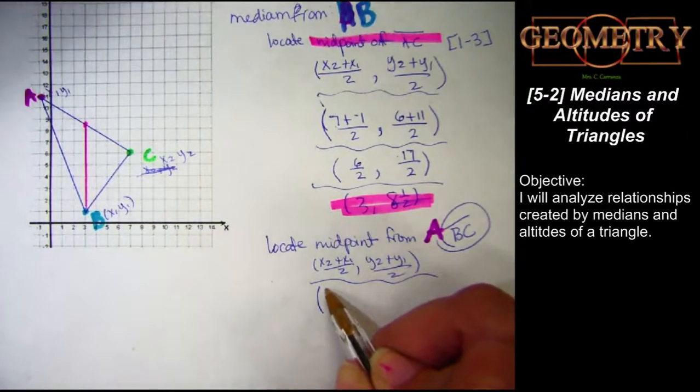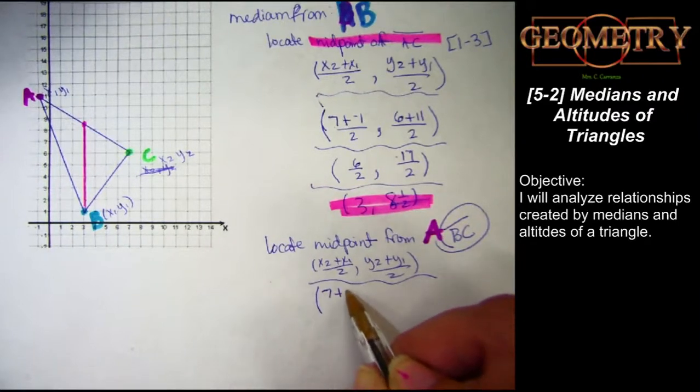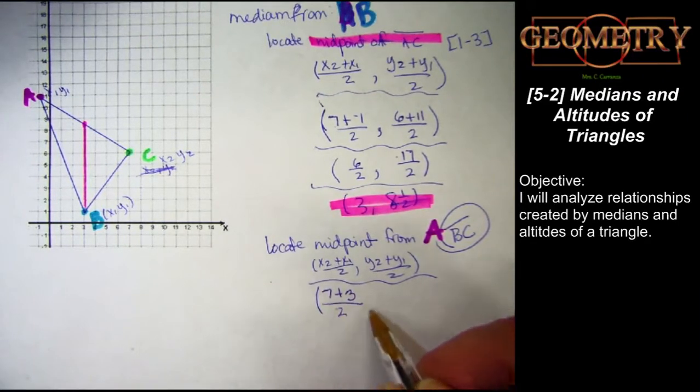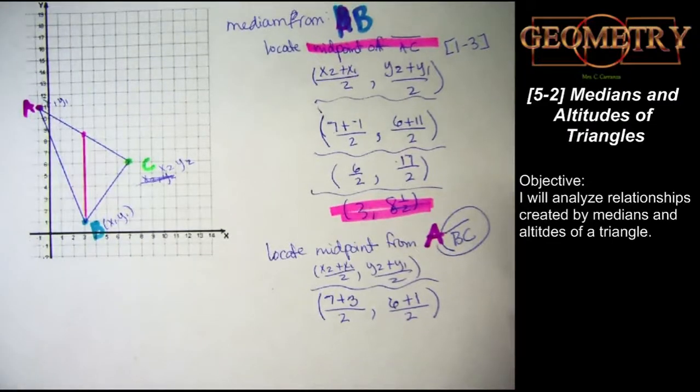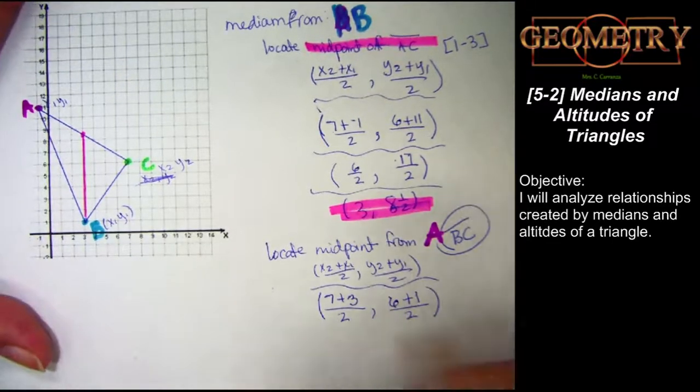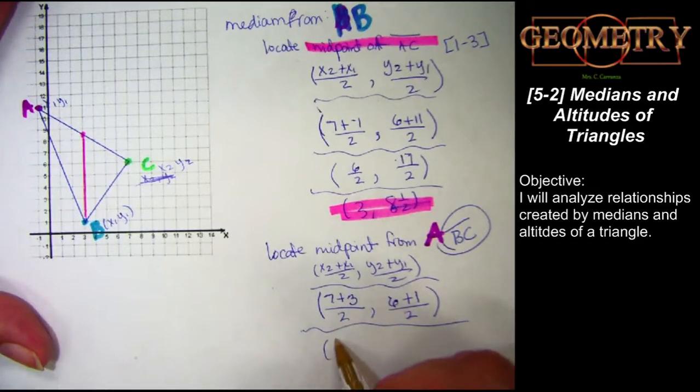X coordinate of C, which is off camera. X coordinate of B, which is off frame. Y coordinate of C, which is off camera, I'm sorry, and then the Y coordinate of B. I pulled those from the worksheet that you had earlier. 7 plus 3 is 10. 6 plus 1 is 7. And so this is at 5. 7 divided by 2 is 3.5, so 3.5.